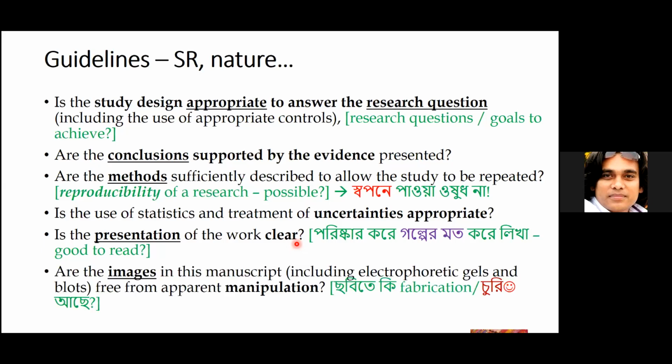Make sure that images in the manuscript are not manipulated, not modified or changed. So no fabrication, no forgery. This is important. And similarly, authors should check when they submit that images are of good quality and so on.